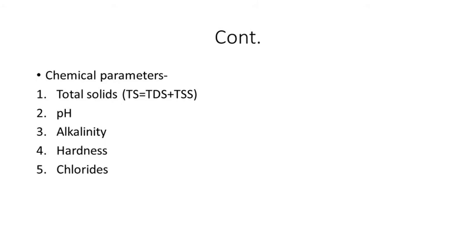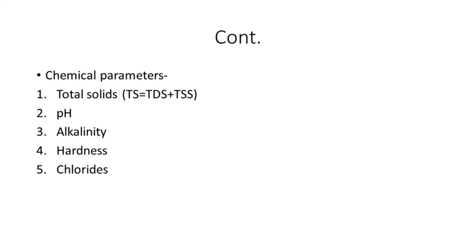Come to the next point, alkalinity. What do you mean by alkalinity? When the pH is more than 7, up to 14, that indicates that water is basic, nothing but alkaline. That characteristic of water is called alkalinity, or alkaline water.